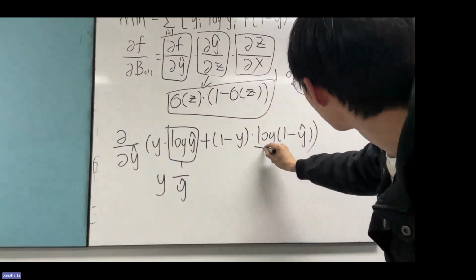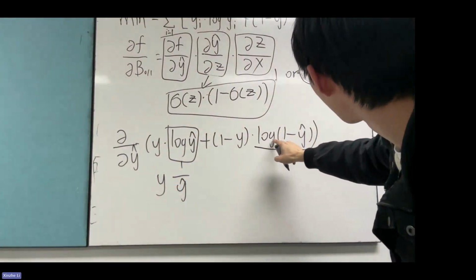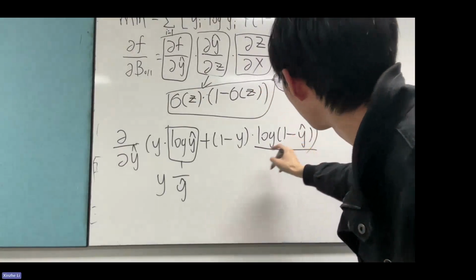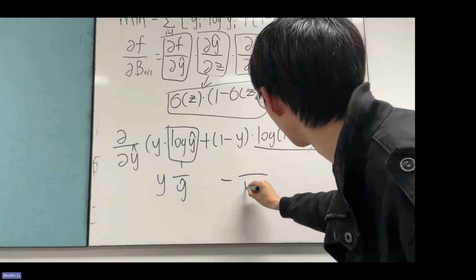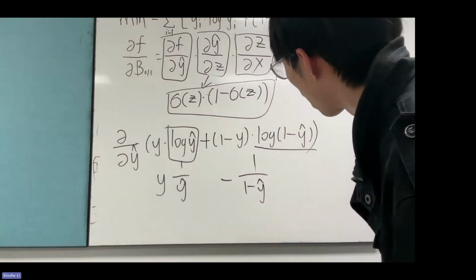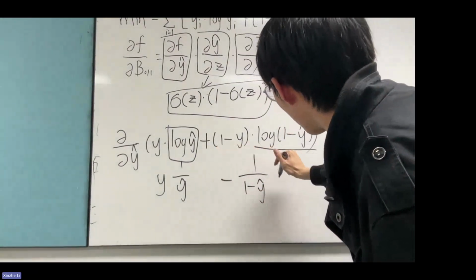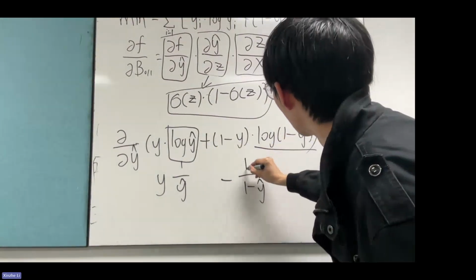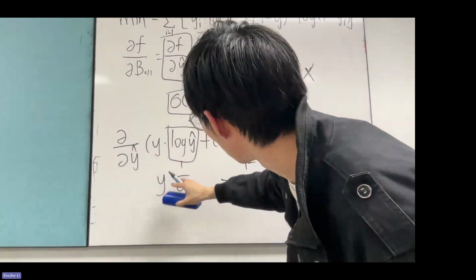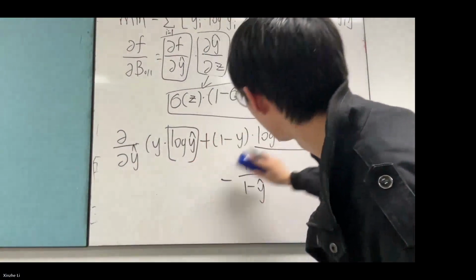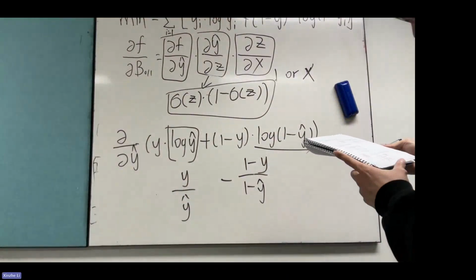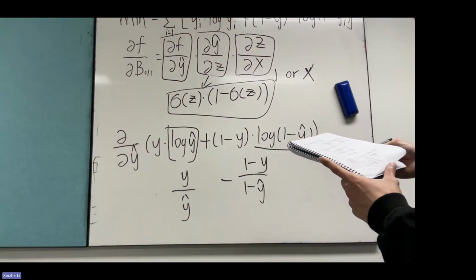Same thing here. We have log of 1 minus y hat, so we put the minus at the beginning. Then we do the same thing: 1 over 1 minus y hat. Then we have 1 minus y here, so I will put it as a numerator. I also put this y as a numerator. Okay, I think that's the final form.